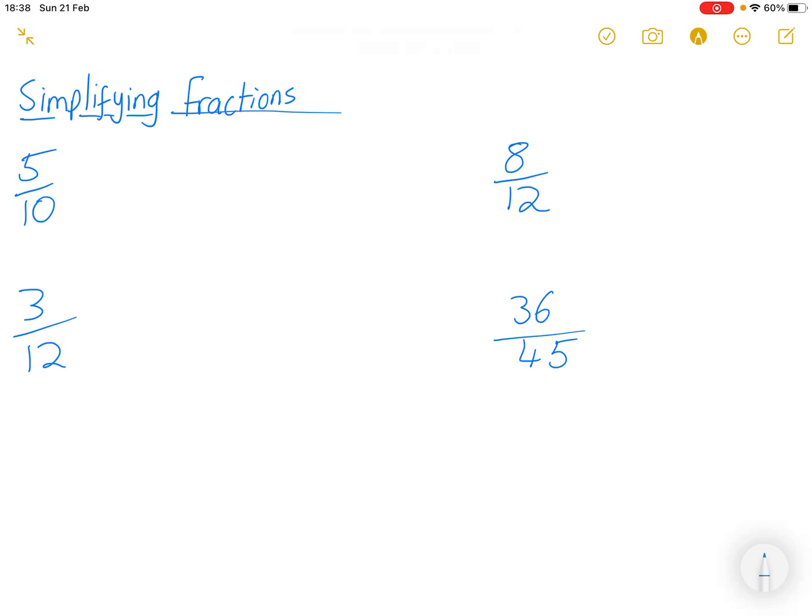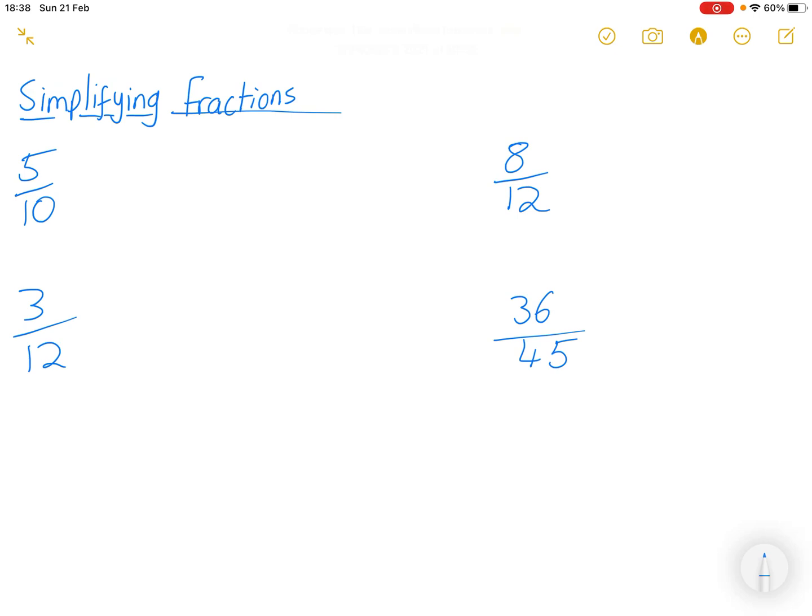Simplifying fractions. This is the inverse or opposite process to finding equivalent fractions. So rather than multiplying them up to make them bigger, we're going to try and find a way of dividing them down to make them smaller, while trying to keep a whole number as a numerator and denominator.